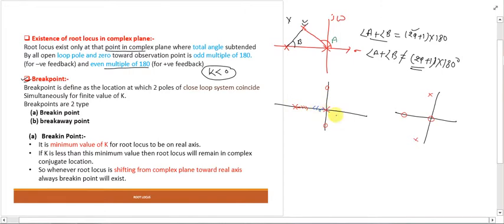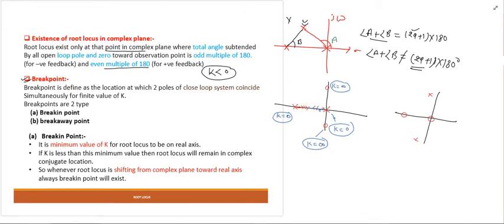Clear? At this point the value of k is 0, we already know that. And at the zero the value of k is infinity, meaning the terminating point. Clear? Now when we increase the value of k, the root loci start moving toward each other, and they may collide at this point. Clear?